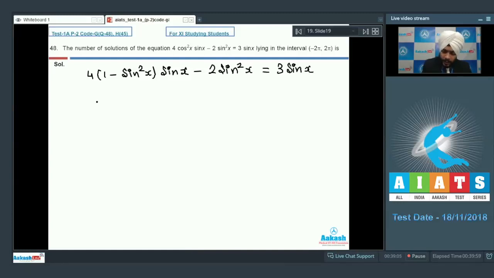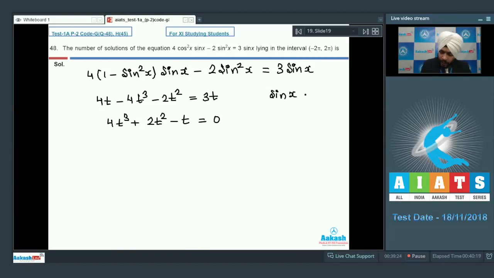Let us put sin x as t. So this is 4t minus 4t cube minus 2t square equal to 3t. So ultimately I am going to get 4t cube plus 2t square minus t equals 0. Obviously sin x is t, and because sin x is t, only the roots lying between minus 1 to 1 of this particular equation are accepted, because that is the range of sin x. T is common, 4t square plus 2t minus 1.